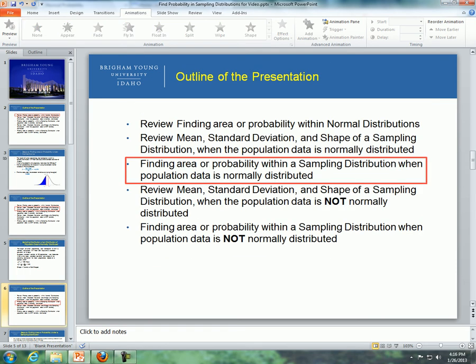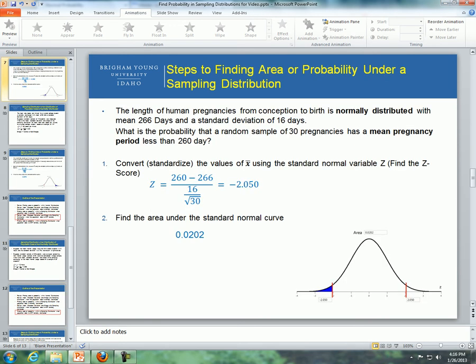Okay. Now let's cover the new material, finding area or probability within a sampling distribution when the population data is normally distributed. So say the length of a human pregnancy from conception to birth is normally distributed with a mean of 266 days and a standard deviation of 16 days, so the same problem. Now I'm going to ask a different question. What is the probability of a random sample of 30 pregnancies that have a mean pregnancy period less than 260 days?